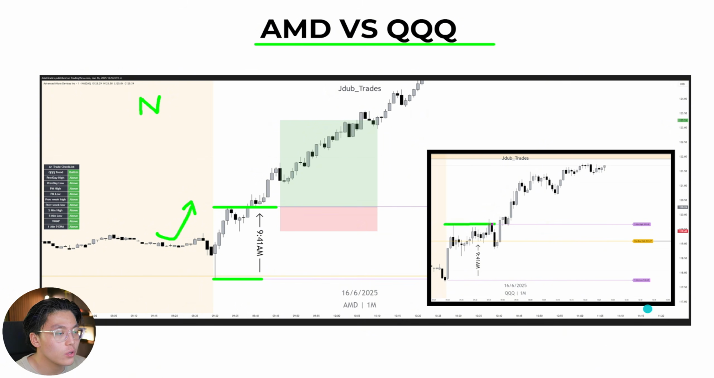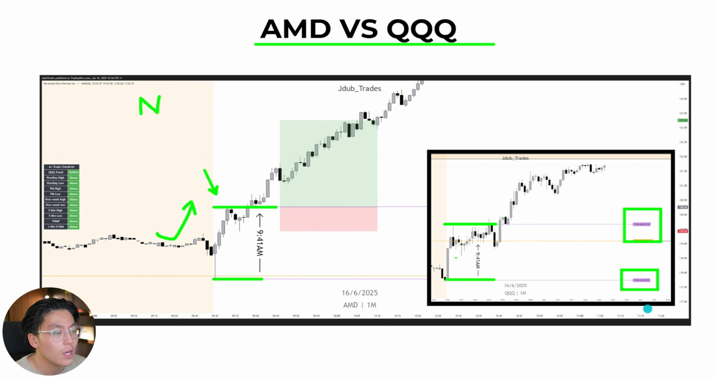So what we're going to do is mark out our 5 minute opening range. We have our 5 minute high marked out here on the QQQ. We also have your 5 minute high marked out here on AMD. You can see within the first couple of minutes, AMD breaks above your 5 minute high, retests your 5 minute high at this 941 level, and continues higher.